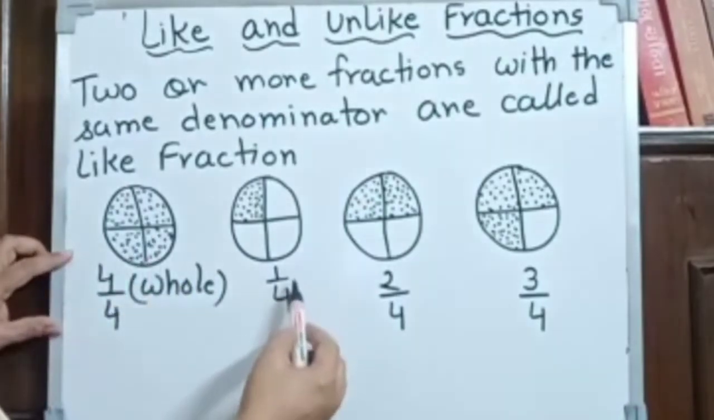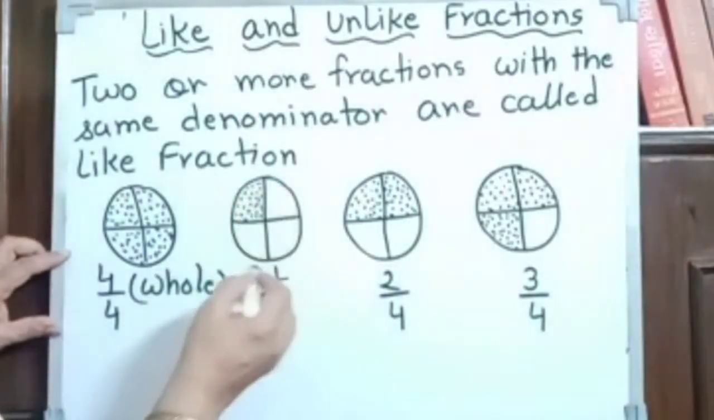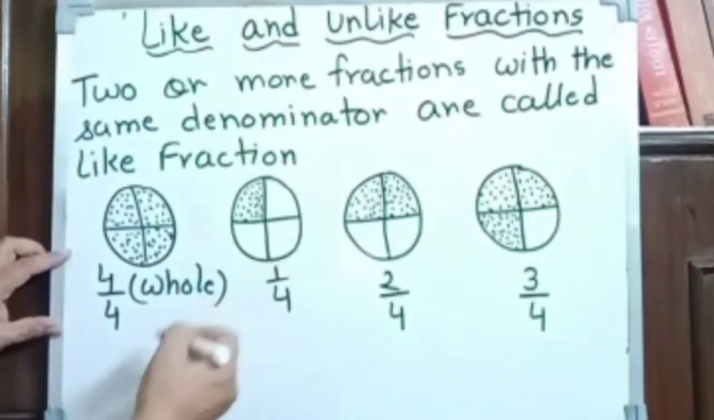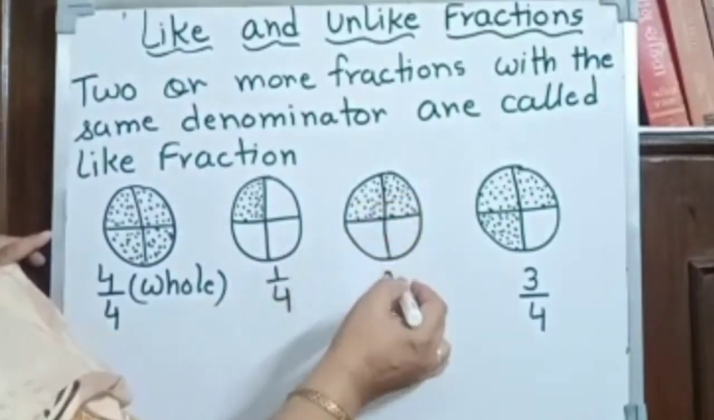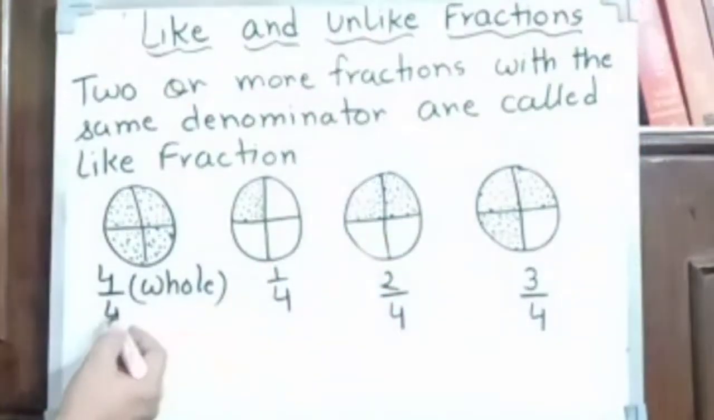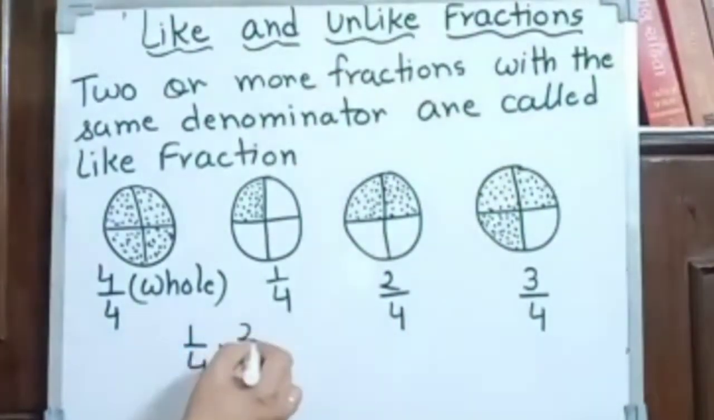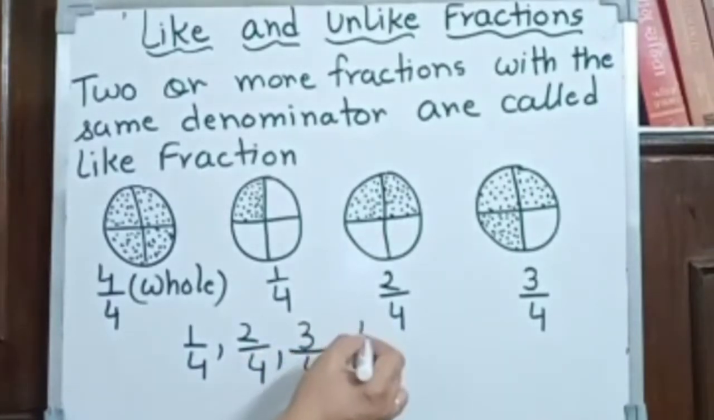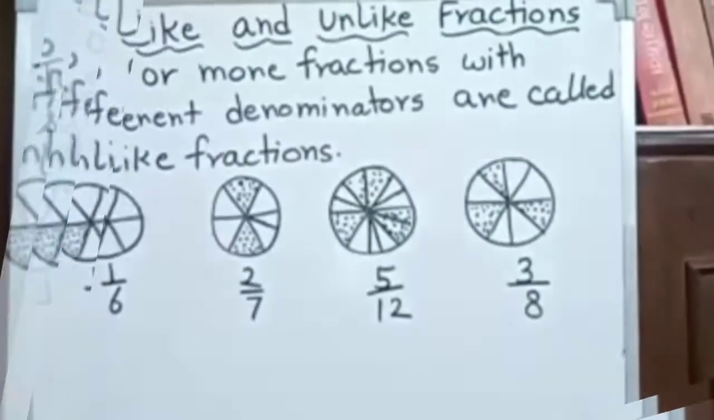Again, this is the numerator, and this is the denominator. One part is shaded, which means out of 4, the shaded part is 1. So it is 1 by 4. Out of 4, here we have two shaded parts. So it is 2 by 4. So these all are like fractions: 1 by 4, 2 by 4, 3 by 4, 4 by 4. They all are called like fractions.